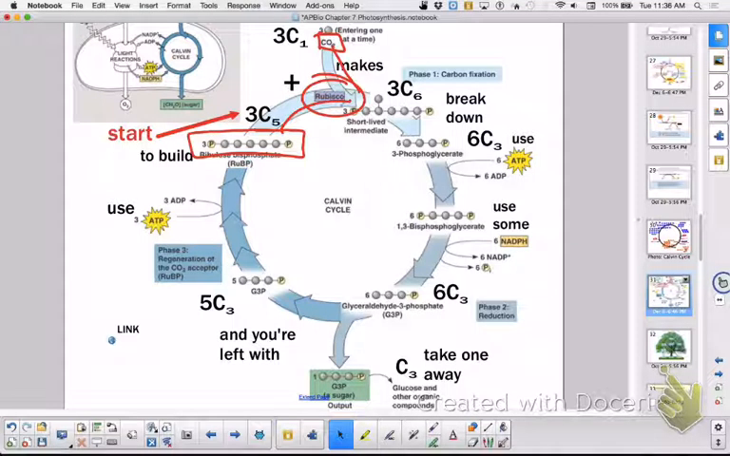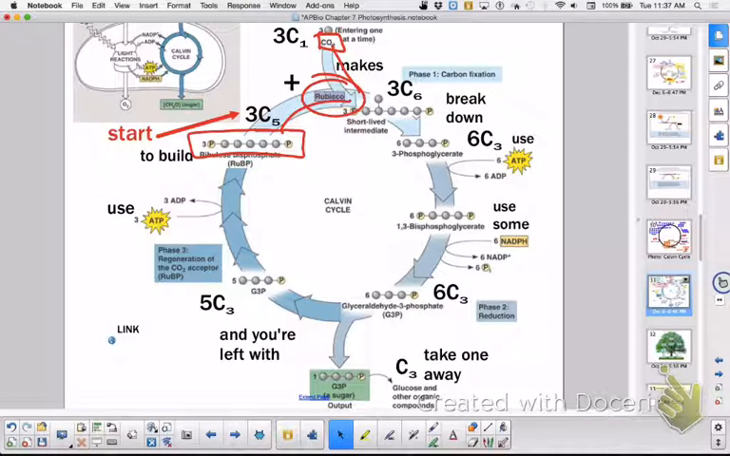When the cycle has occurred 2 times, each starting off with 3 CO2, you will have invested a total of how many carbon atoms? 6. So 6 carbon are going to come in and 6 carbon are going to come out. 6 carbon come in as what? They came in as CO2. 6 individual carbons, carbon with 2 oxygens. What came out? Glucose. 6 carbons all hooked together.